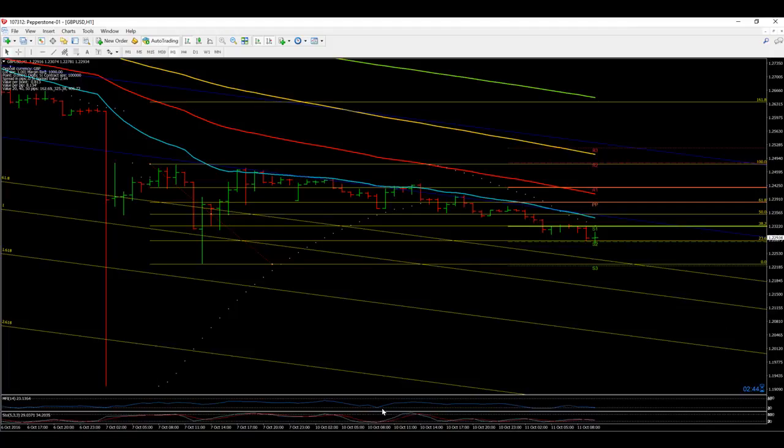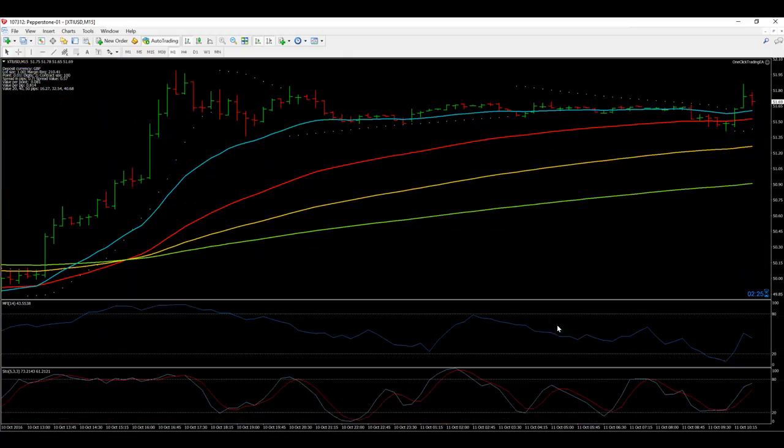Just sitting just above 5% up for the month, so doing well. So that's cable. Cable's doing really well. It looks like it's going to carry on and continue to fall further, but I am looking for a pullback before I can look for any other re-entries onto cable right now.